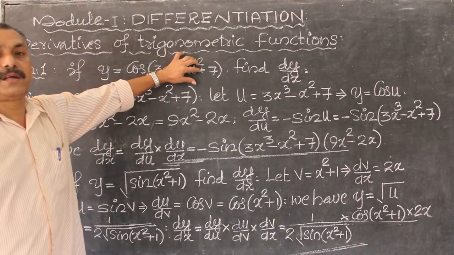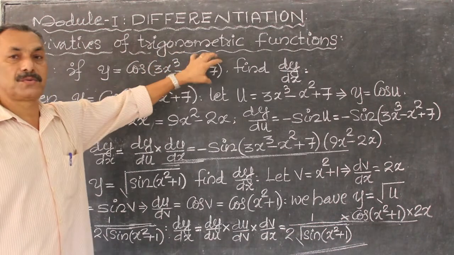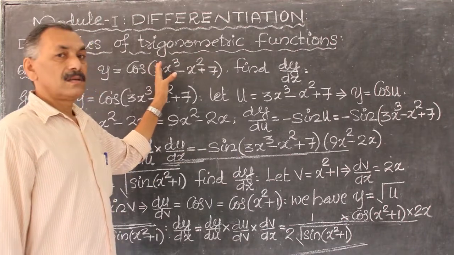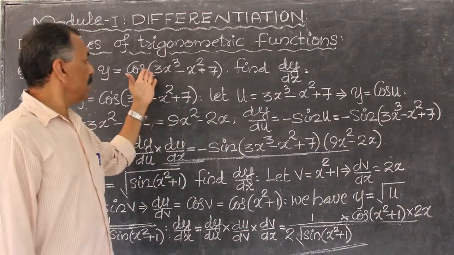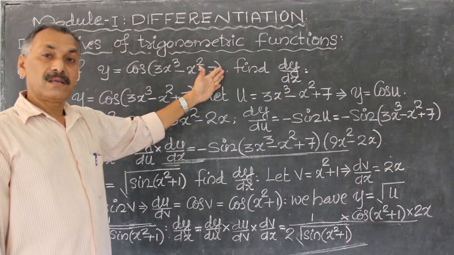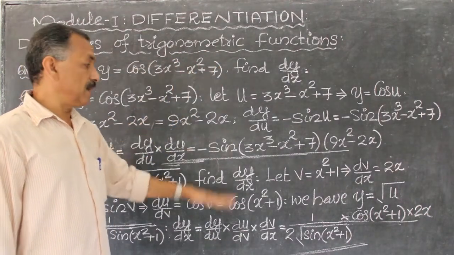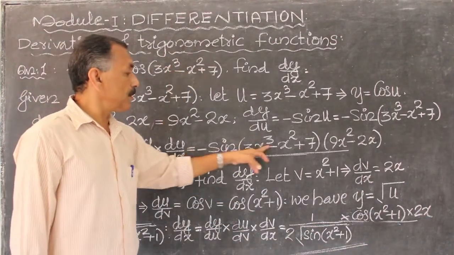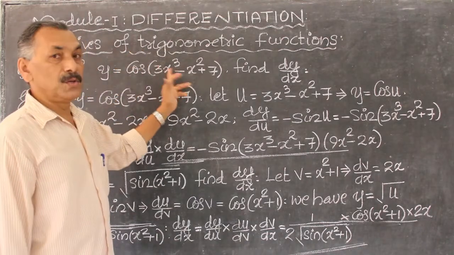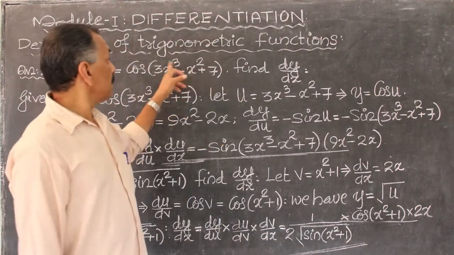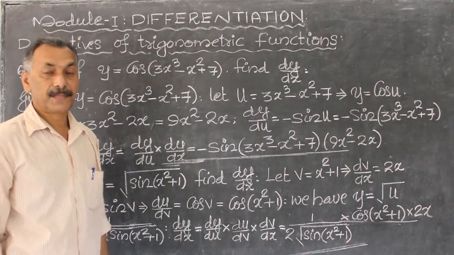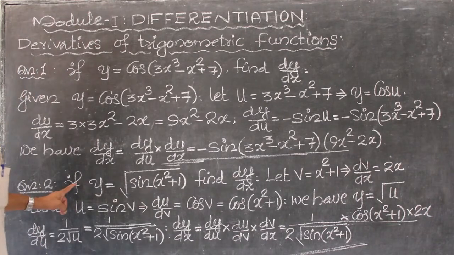This is a function of a function. The derivative of cos u is minus sin u, whatever u may be. So it is minus sin of 3x cube minus x square plus 7 into 9x square minus 2x. Then, similarly, another problem, the second problem.